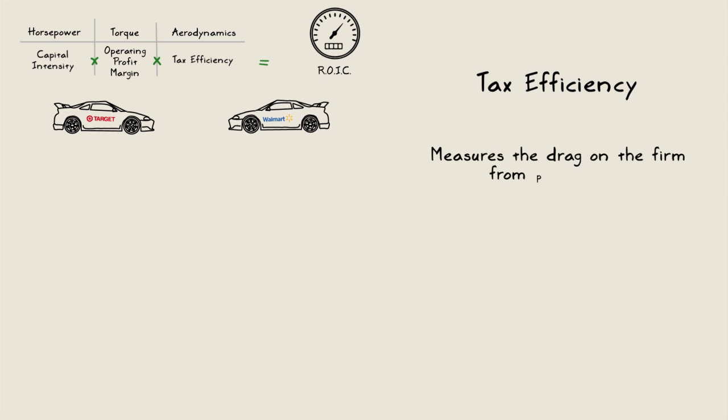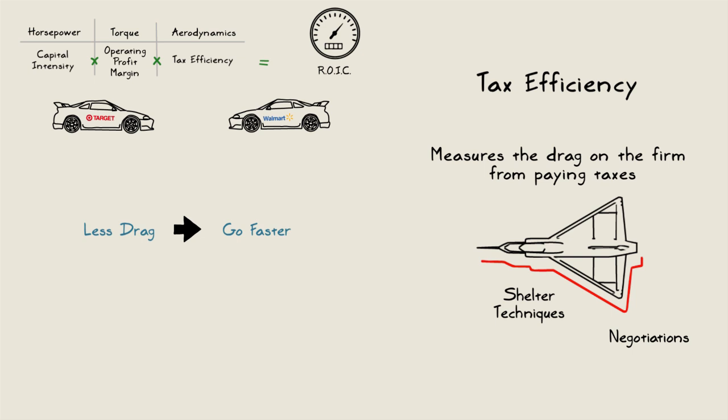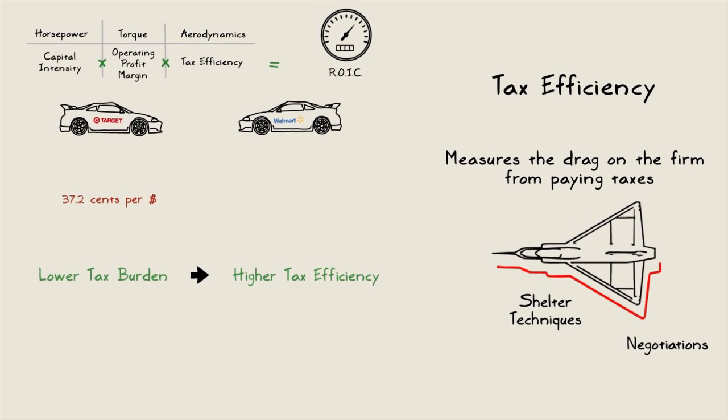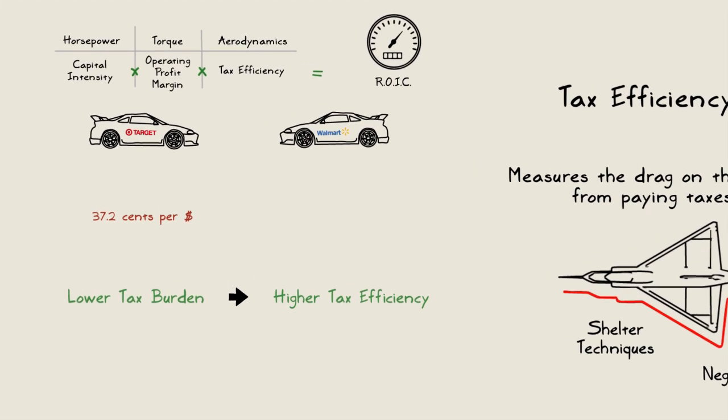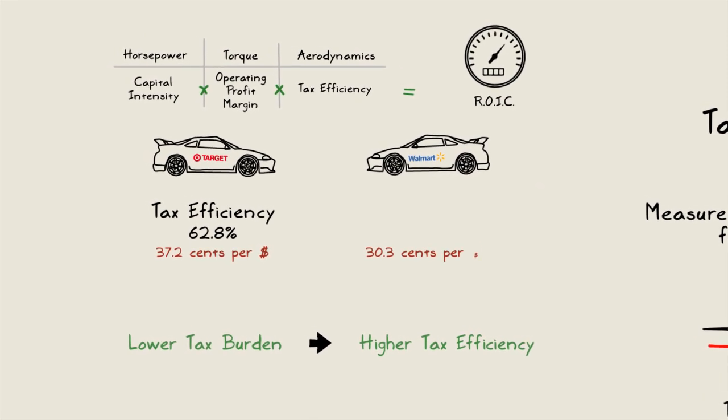Tax efficiency measures the drag on the company from paying taxes. It's the aerodynamics of our race car. Companies with a lower tax rate are able to keep more of their pre-tax earnings, just as race cars with a lower coefficient of drag can go faster. The lower the tax burden, the higher the tax efficiency. Target paid 37.2 cents of every pre-tax dollar earned to the government for a tax efficiency of 62.8%. Walmart only paid 30.3 cents for a higher tax efficiency of 69.7%, so Walmart had the advantage there.